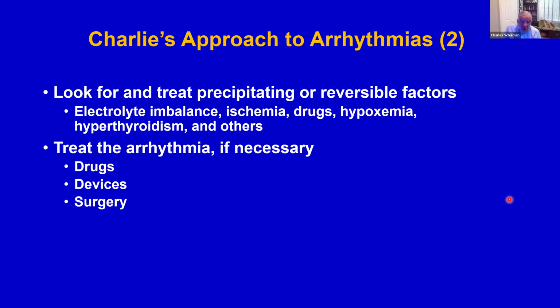Then look for and treat precipitating or reversible factors like electrolyte imbalance, ischemia, drugs, hypoxemia, hyperthyroidism, and others, because treating or alleviating those conditions may treat the arrhythmia without specific drugs for the arrhythmia. Finally, treat the arrhythmia if necessary. Some arrhythmias it is not necessary to treat, but others it is, with either drugs or devices or surgery.